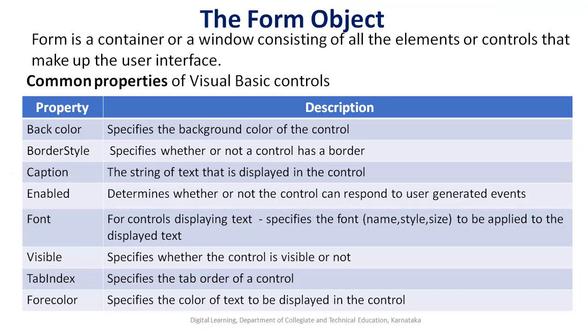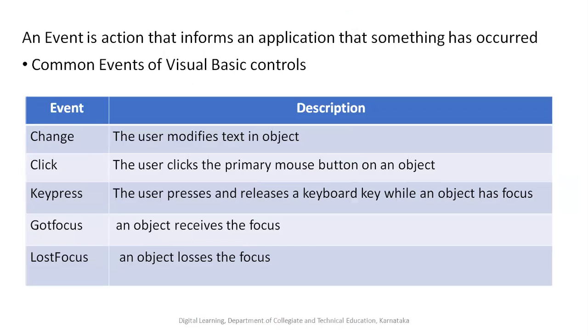Enabled determines whether or not the control can respond to user generated events. Font, for controls displaying text, specifies the font to be applied to the displayed text. Visible specifies whether the control is visible or not. Tab index specifies the tab order of a control. Fore color specifies the color of the text to be displayed in the control.